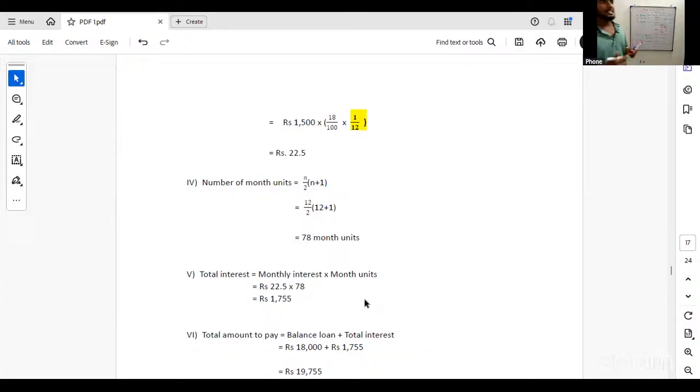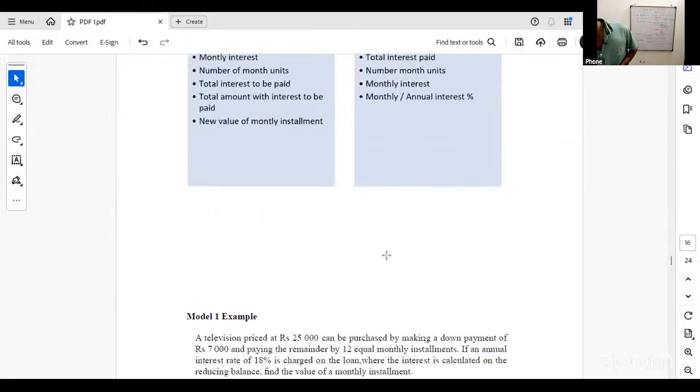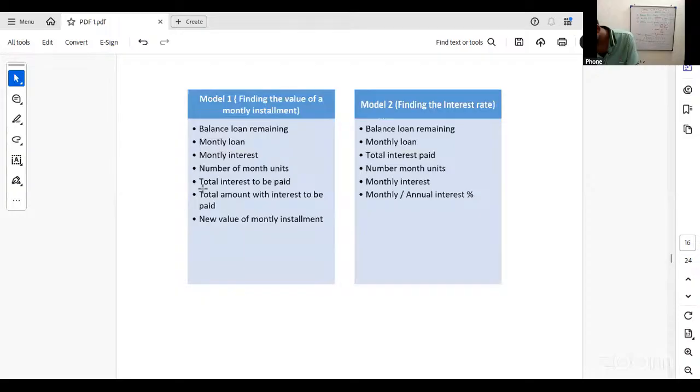Then the sixth step. Sixth step says what? The total amount with interest to be paid. Now this is the total interest only. Now we have to find the total amount of the balance loan with the interest. Total amount with the interest. That is the balance loan.